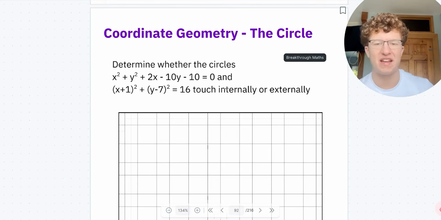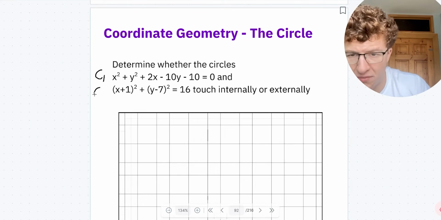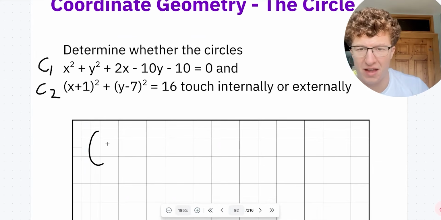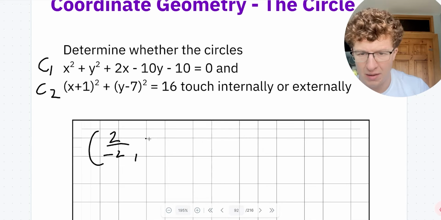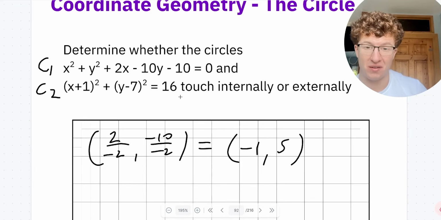So we're always going to need to get the centers of each circle first. I'll call this guy here C1 and this guy C2. So the center of C1, just divide the thing in front of the x and y by minus 2. So it's going to be 2 over minus 2, and then minus 10 divided by minus 2. So that's going to be minus 1, 5. That's the center of the first circle.